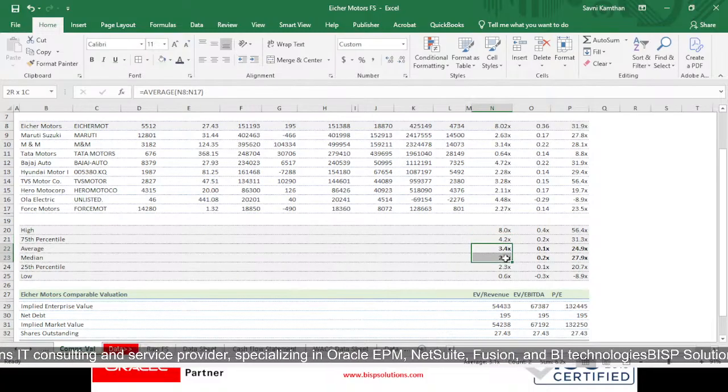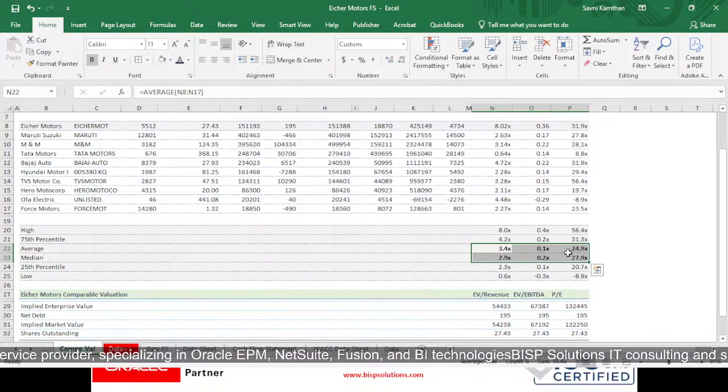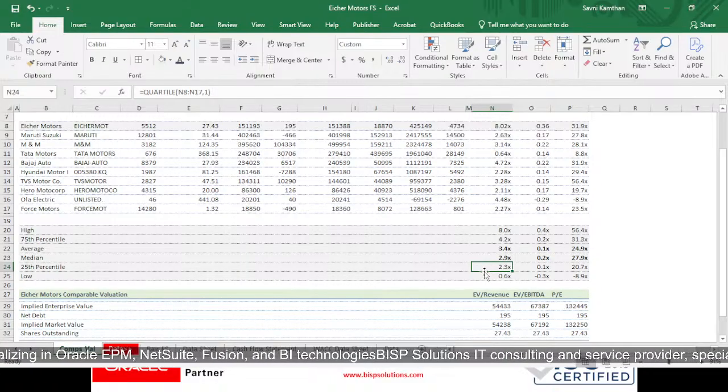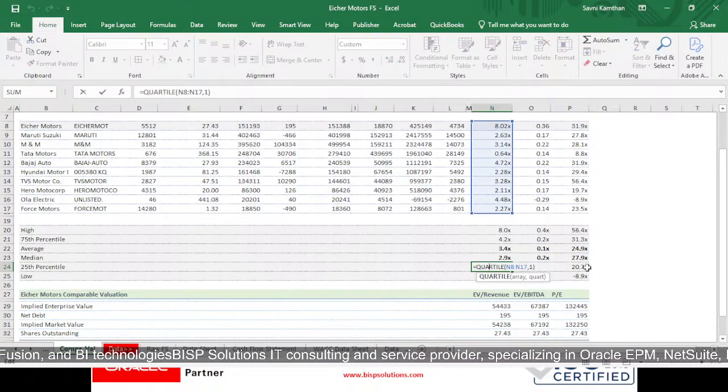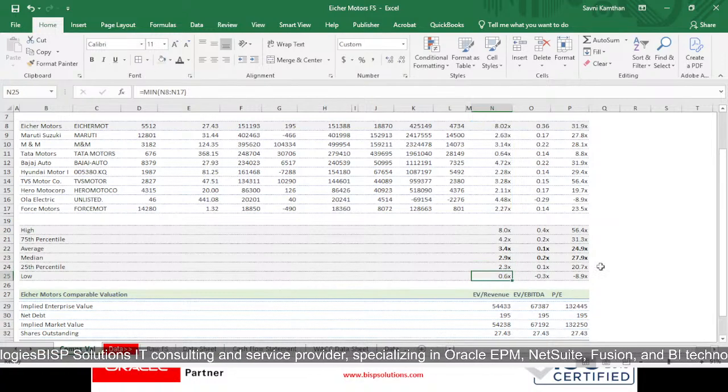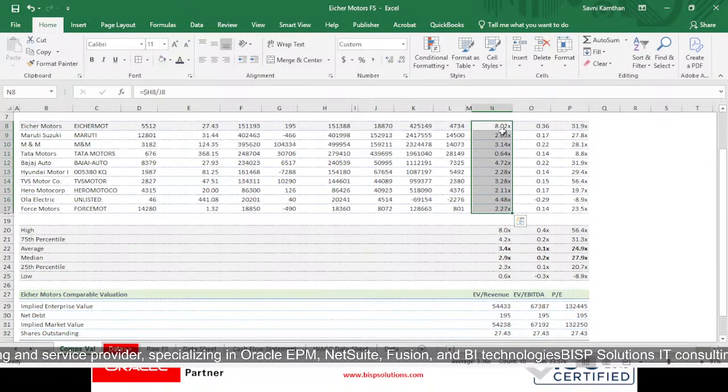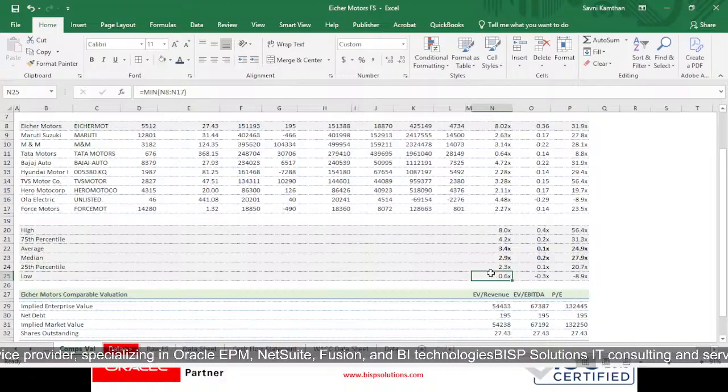Average and median, you very well know the functions, so I have used average and median for calculating the same. Then coming to our 25th percentile, again the same function will be used which we used in the 75th percentile. I will be using quartile, and I will be using 1, which is the 25th percentile, enter the same and drag it till the end. For the low calculation, it is like minimum. In this table, whatever is the minimum value, it will show us with this function, and we will drag it till the end.